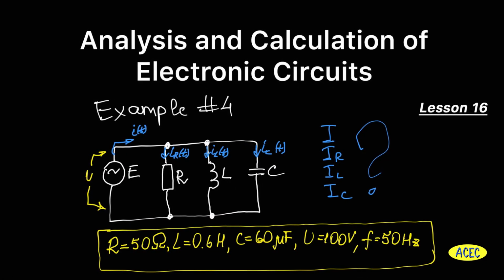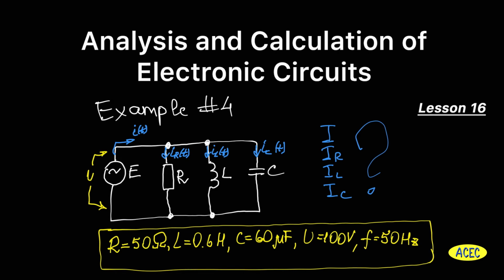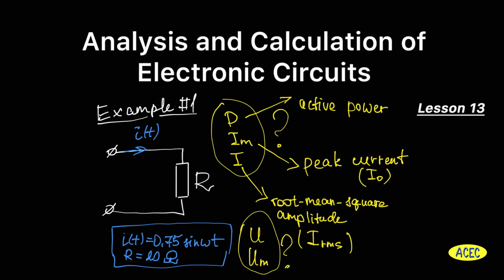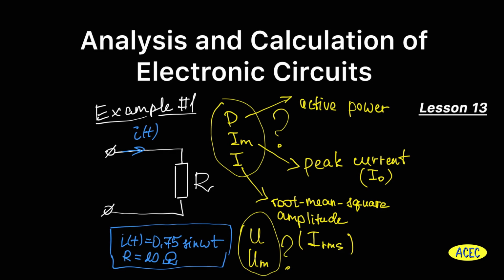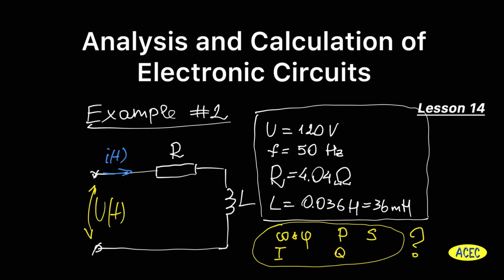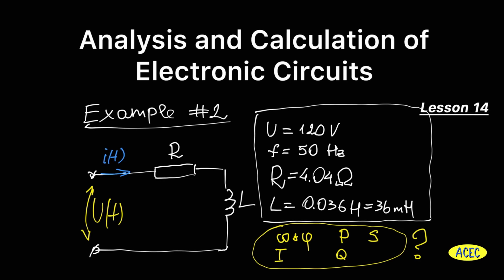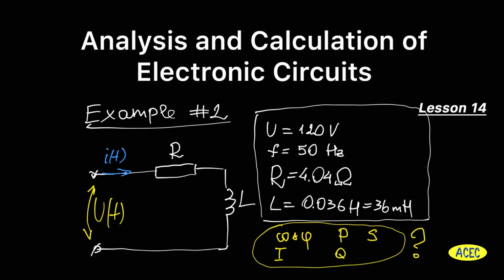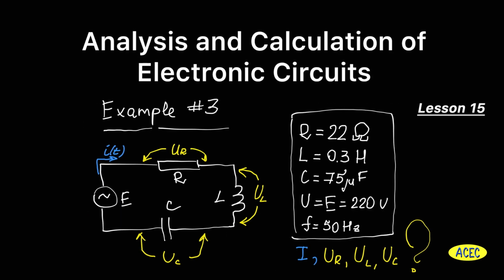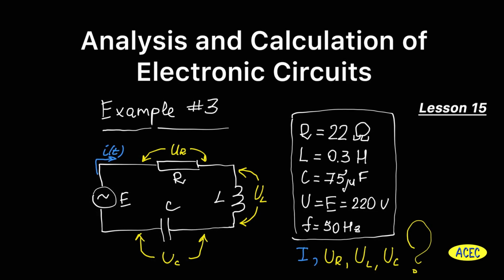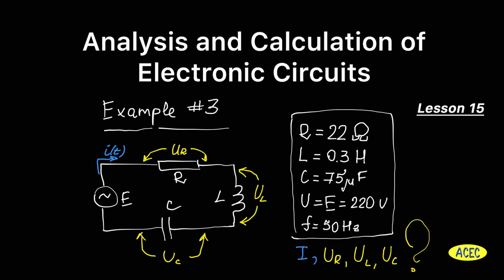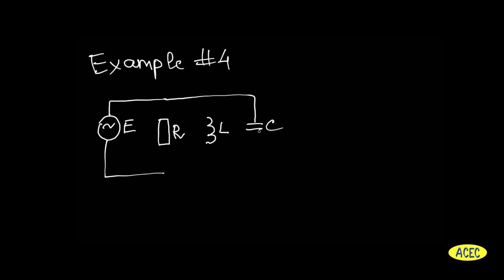Current and previous examples are dedicated to alternating current circuits. In the first example, we analyzed and calculated a circuit which includes a resistor. In the second example, the circuit included one more element, an inductor. In the third example was added one more element, a capacitor. It was a serial RLC circuit. And now we will talk about a parallel RLC circuit.